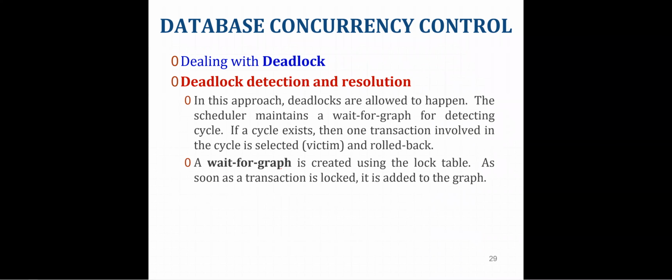There is another type called wait-for graph, or rather, detection and resolution. In this approach, deadlocks are allowed to happen, but the scheduler maintains a wait-for graph for detecting cycles. If a cycle exists, then one transaction involved in the cycle is selected as the victim and rolled back. A waiting-for graph is created using the lock table. As soon as a transaction is locked, it is added to the graph.